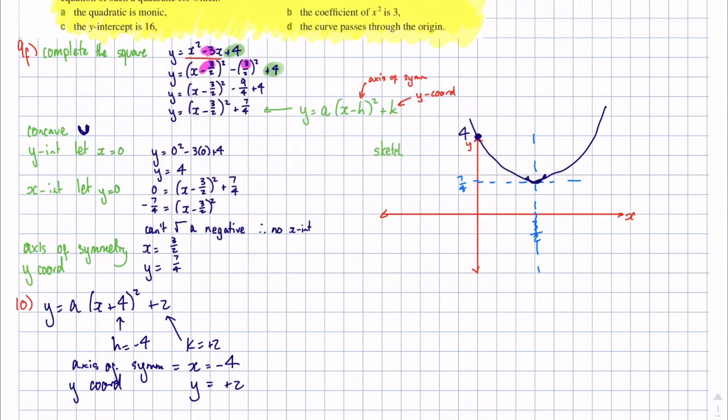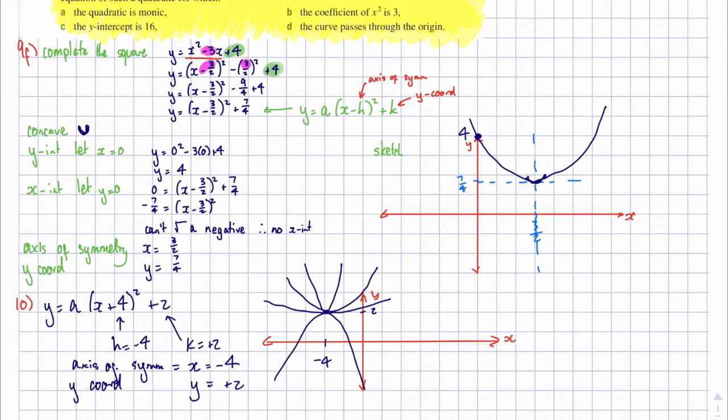So if I was to draw some generic ones, y, x, negative 4, 2, so that's the turning point. It's going to have really thin ones or really fat ones, sad ones, happy ones. The value of a is going to change the shape of it, but they're all going to turn at that point negative 4, 2.